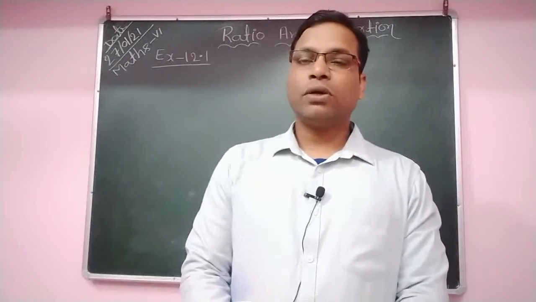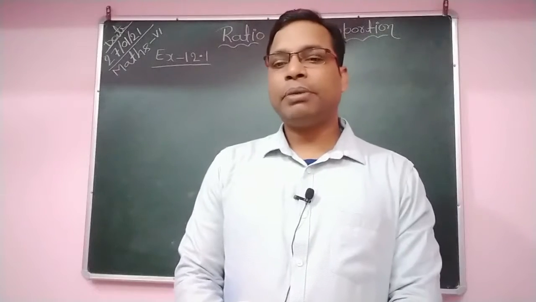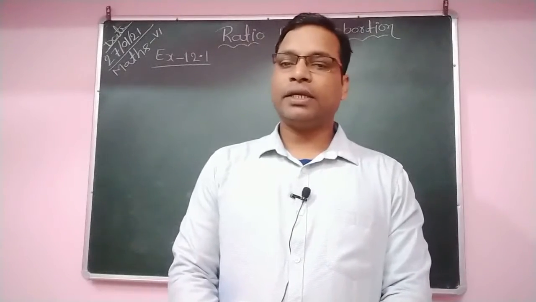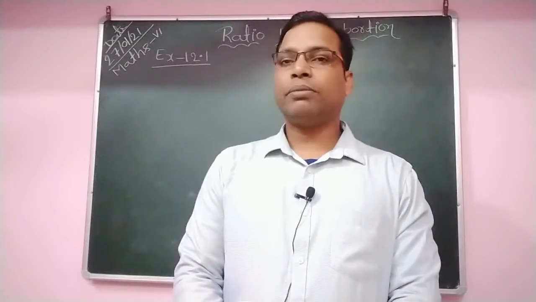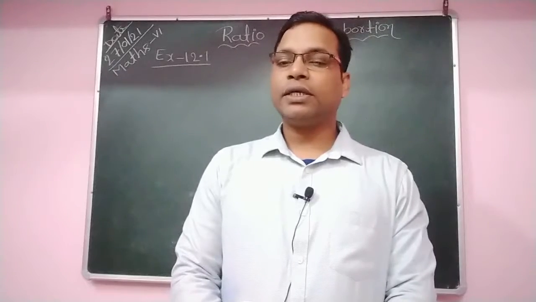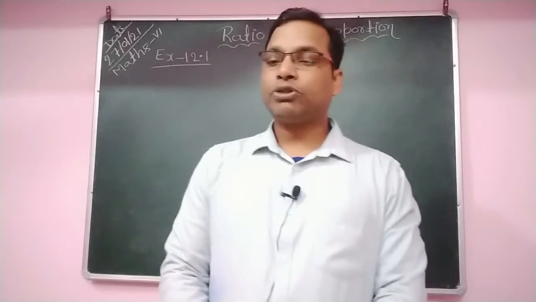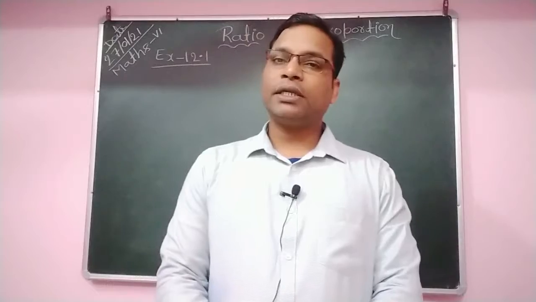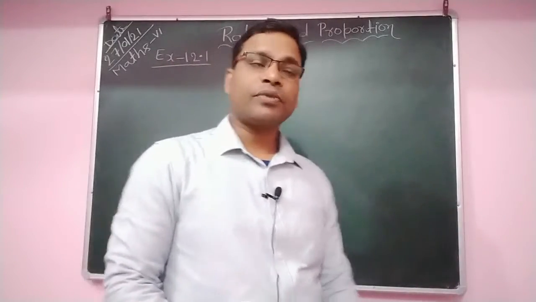Question number 1. There are 20 girls and 15 boys in a class. We need to find what is the ratio of the number of girls to the number of boys. Second part, what is the ratio of the number of girls to the total number of students in the class. In this question, it is given that the number of girls is equal to 20 and the number of boys is equal to 15.